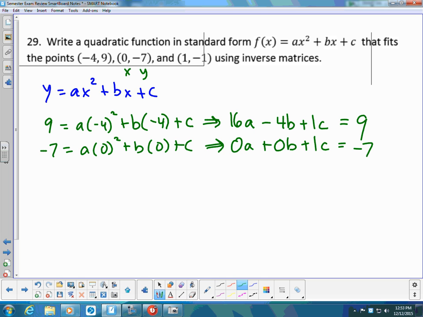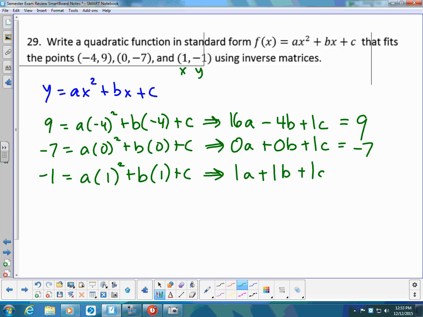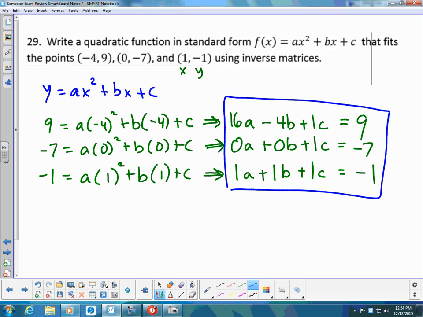We're going to do this one more time with the 1 comma negative 1. So I get negative 1 equals a times 1 squared plus b times 1 plus c. And so that gives us 1a plus 1b plus 1c equals negative 1. Now we want to write this system of equations as a matrix equation.